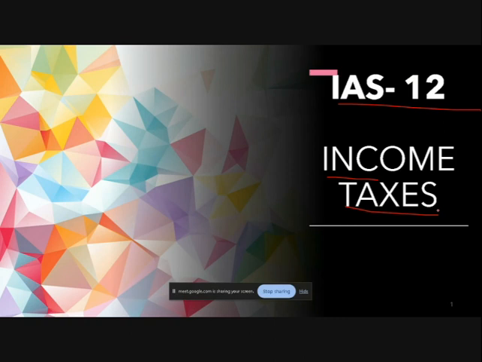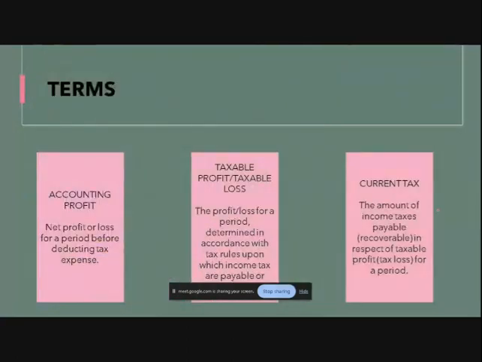Individuals and companies, so when we are paying tax, we have to account for it, right? So this standard deals with how to account for the income taxes that we pay. In this chapter, you'll have to know a few terms, like accounting profit. This is net profit or loss before deducting tax expense, which is like PBT, profit before tax.